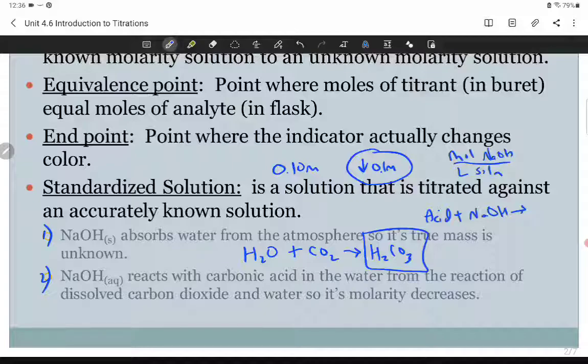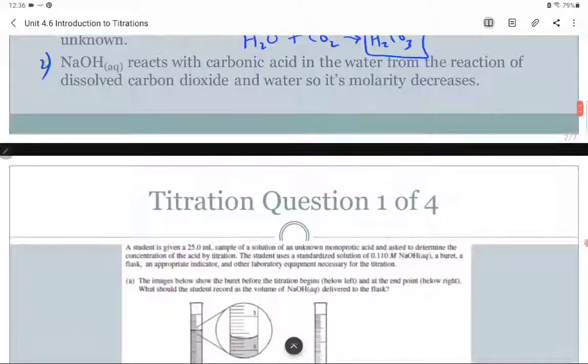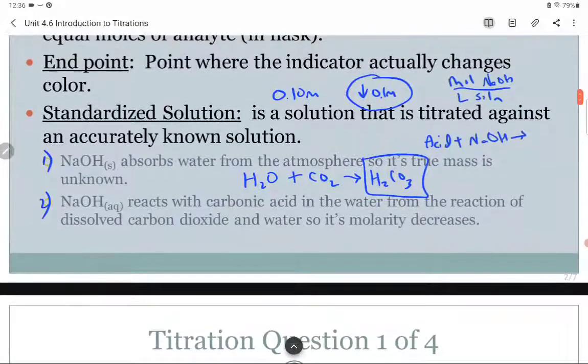You're going to have to actually do a titration with a known material against the "unknown" sodium hydroxide solution. Because we know approximately what it is, 0.1, but it's not going to be 0.1. So very good chance that this standardized solution idea with the two bullet points here for sodium hydroxide is going to be on the test.